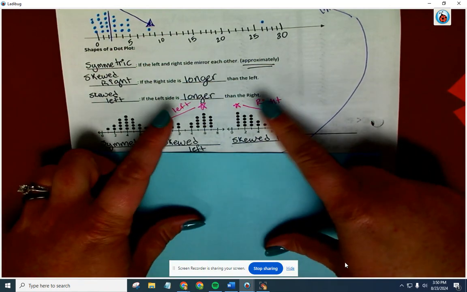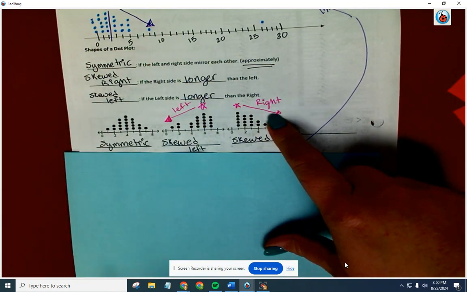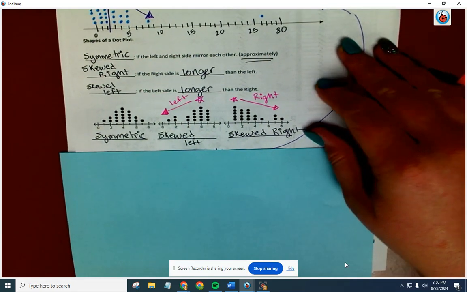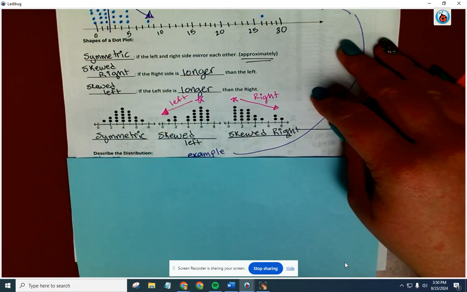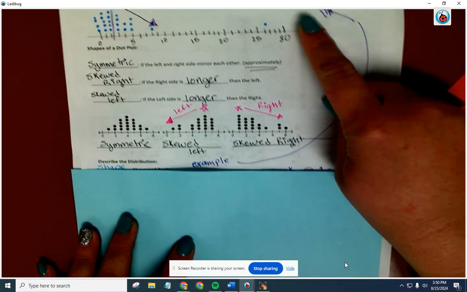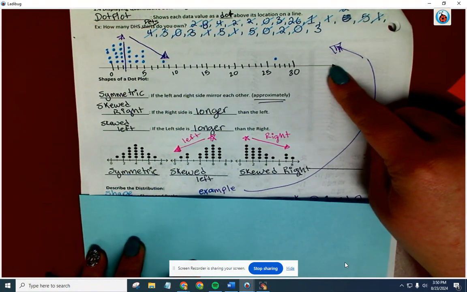If you're unsure of your left and your right, that's okay. Just make sure that you write on your paper which one is left and which one is right, so that way you get the correct directions. Okay. Now, whenever you're describing the distribution, we're going to use our example from the top. We're going to use the dot plot from before.